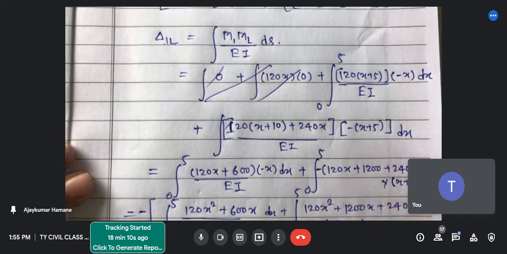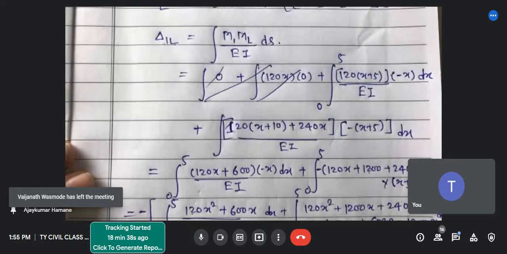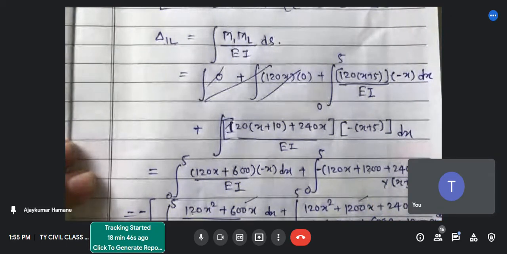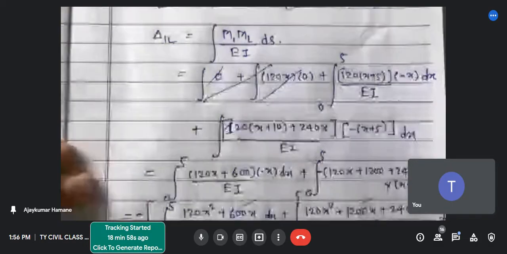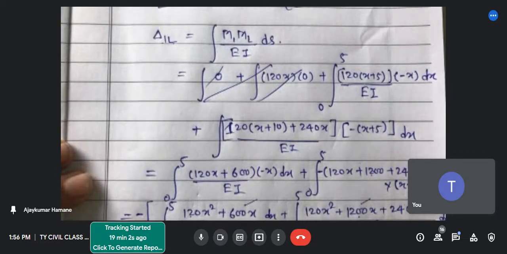What is the next one? 1200x dx. So what will be the minus 0 to 5, 120 it becomes 240x square plus 480x square, 600, 1800, 1200, plus 36x.